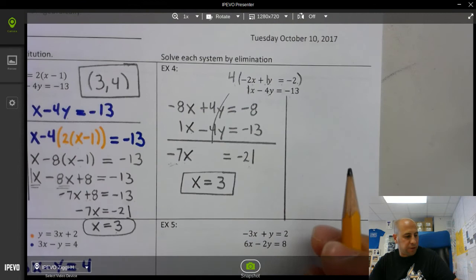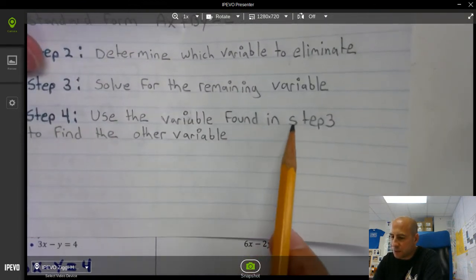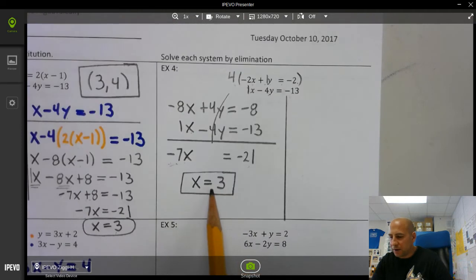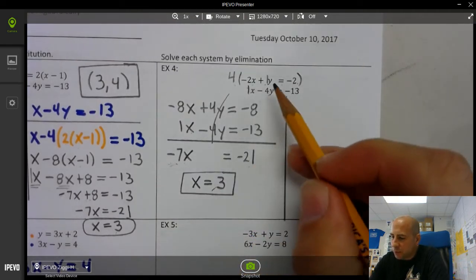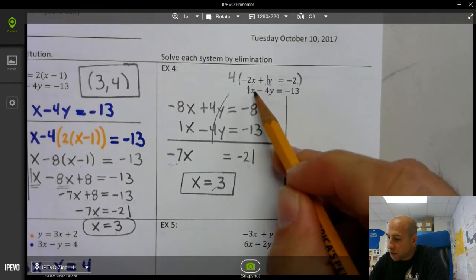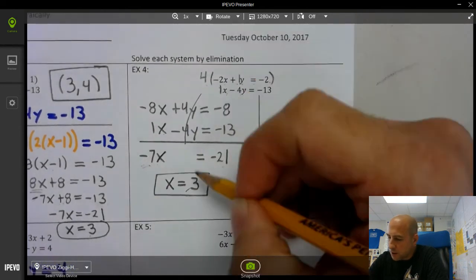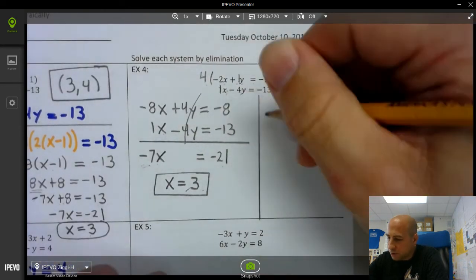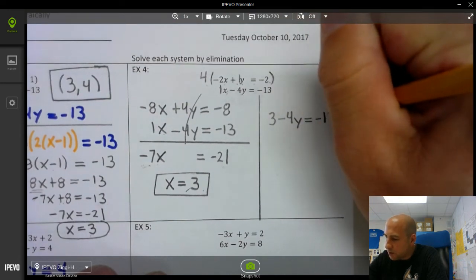All right, so now step 4, use the variable found in step 3 to find the other variables. So we have x. Now, it really doesn't matter which equation you plug it into, but I'm going to plug into the second equation because there's no number in front of x, okay? So then I plug in 3 for x in the second equation, so that's 3 minus 4y equals negative 13.